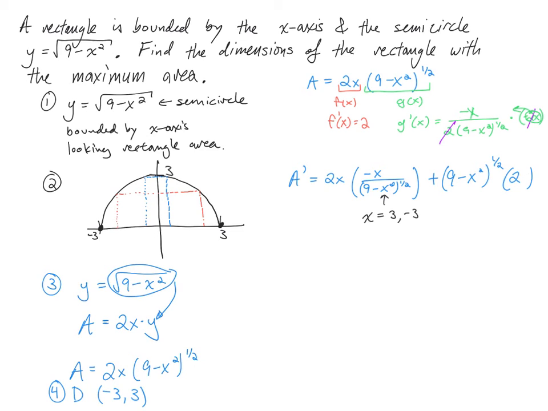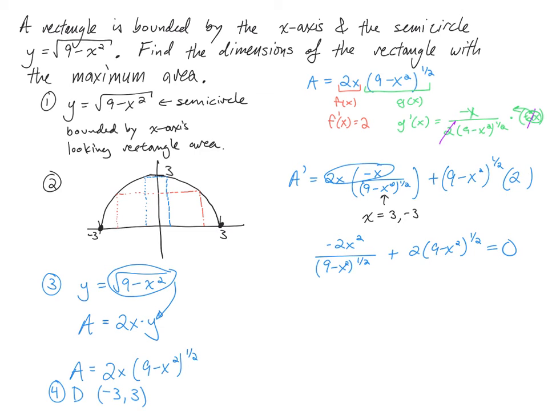Next, what we can do is set this entire function equal to 0 and solve for x. With a little bit of simplification, I will set it equal to 0. I'm going to combine these two here on the top. That would be negative 2x squared all over (9 minus x squared) to the 1/2 plus 2 times (9 minus x squared) to the 1/2 equals 0.